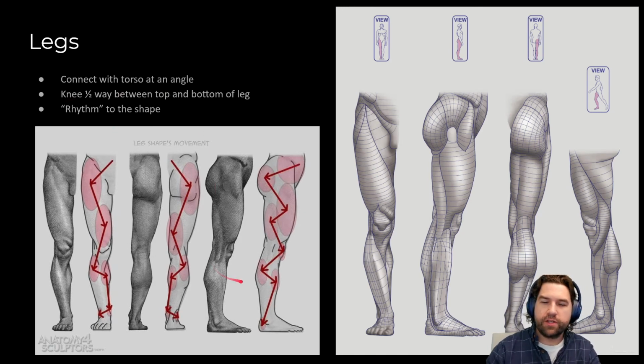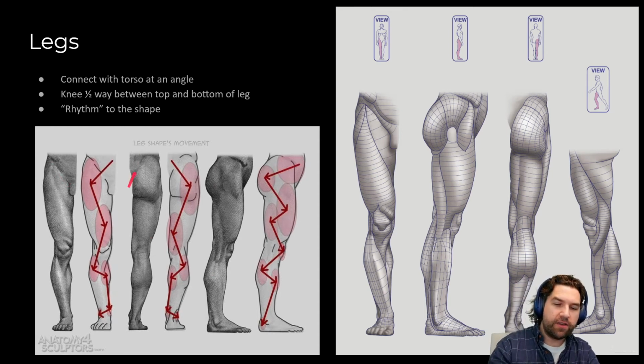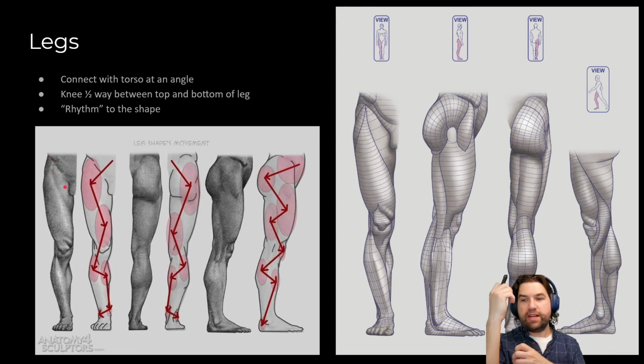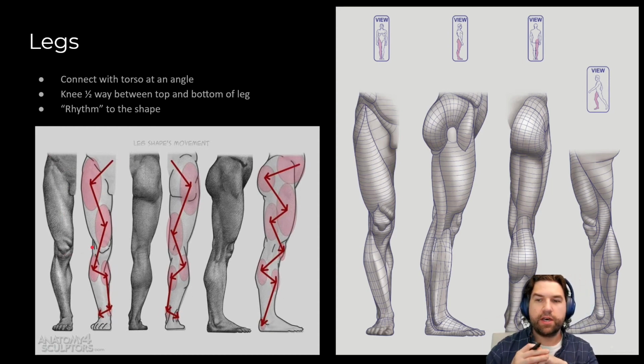But what's important to understand about the legs is that they connect at an angle. So this angle is really important. That's defined by the iliac crest, but it's also the way our skin and everything bends as we pull it up together. The knee is about halfway between the top and bottom bones, and something to remember is that the leg connects up a lot higher than people think.